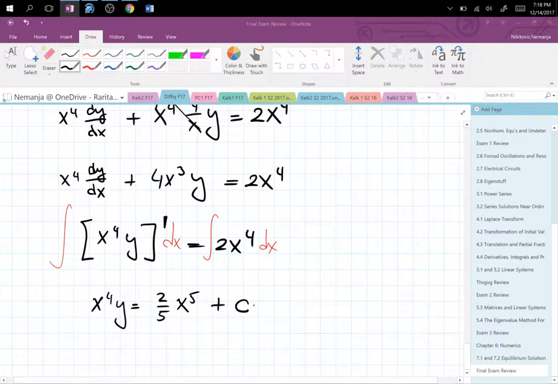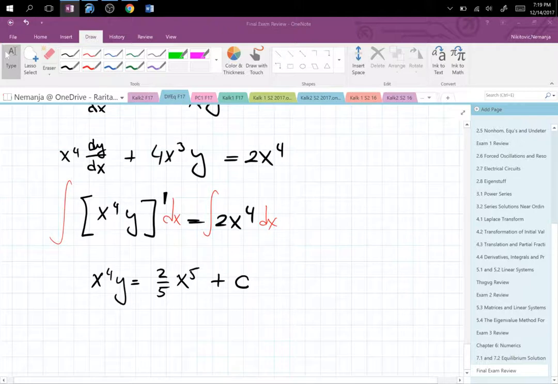Question. Why did the integral just take out the derivative like that? Yeah, they cancel. Derivative and integral cancel. So you have the integral of the derivative, cancel it right away. So y is equal to 2/5 x plus some constant c divided by x to the 4th.